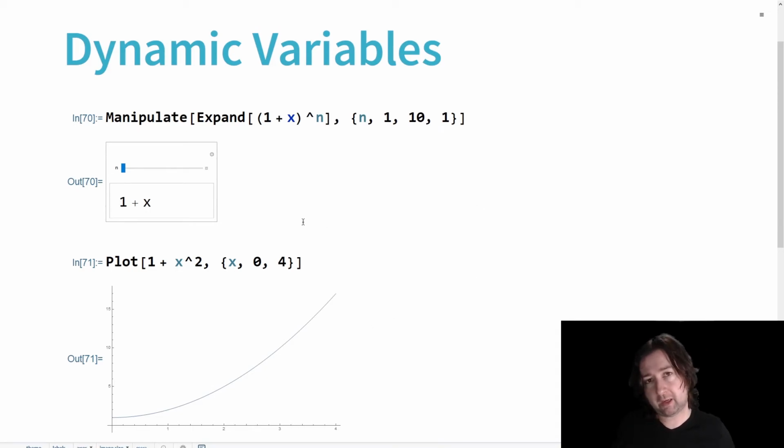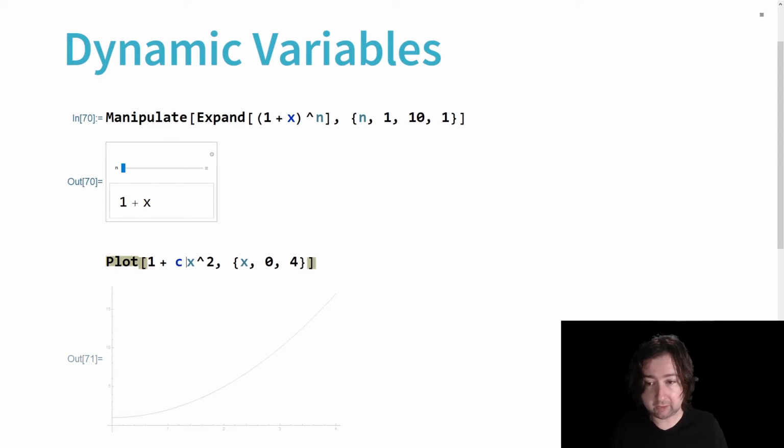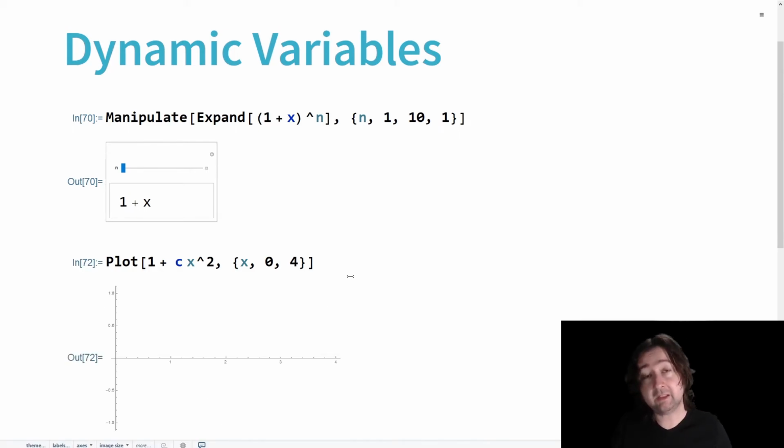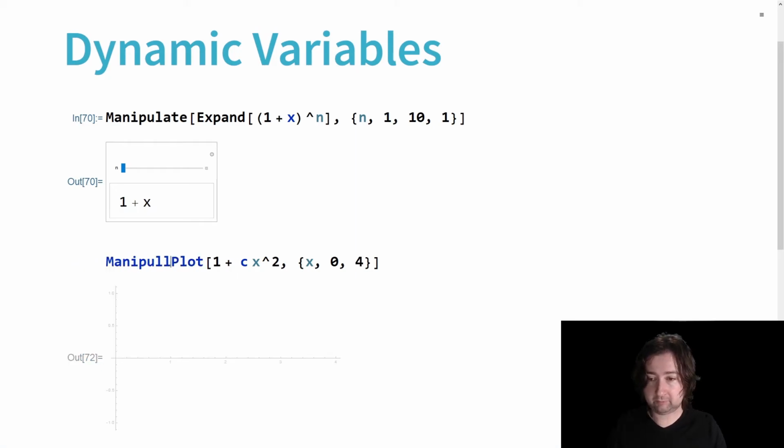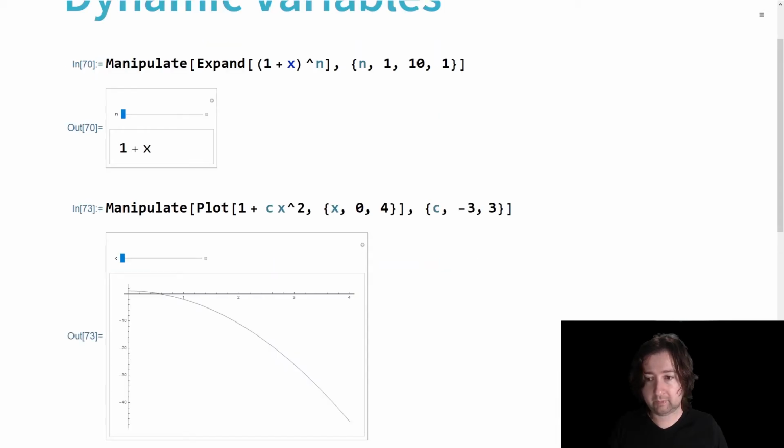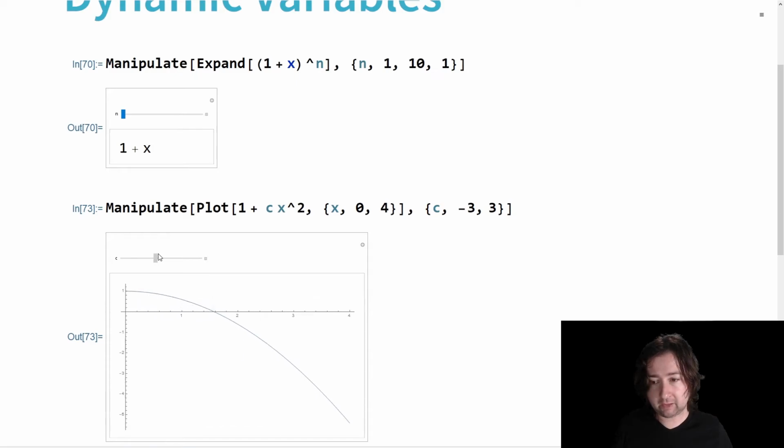Now, suppose you want to know how the plot of the parabola changes with different values of a, different coefficients that you can manipulate here. Well, you could put a c right here. And of course, if you ask Mathematica to do that, it will do nothing because c doesn't mean anything. But if you put that inside a Manipulate environment and you tell Mathematica that you'd like the c values to range between, say, -3 and 3, now as you manipulate this constant c, you're going to get different values of the parabola.